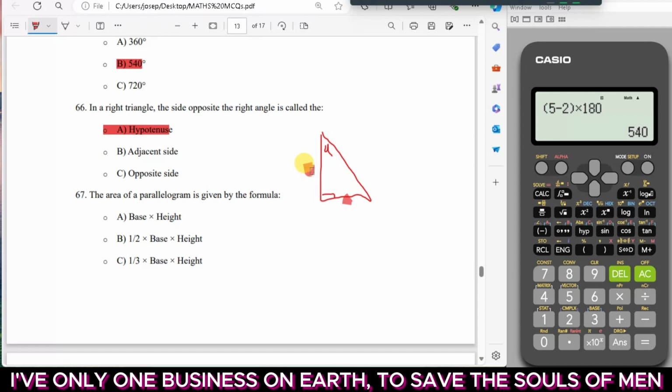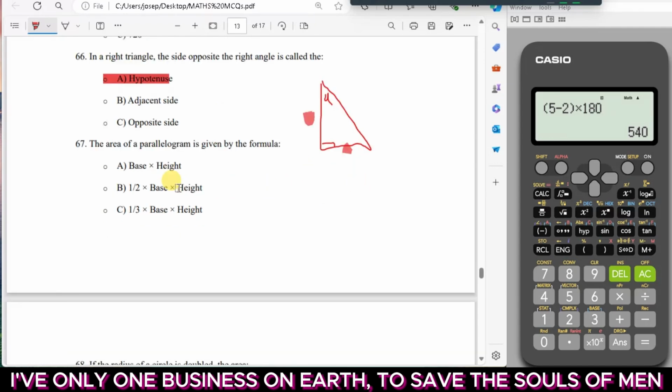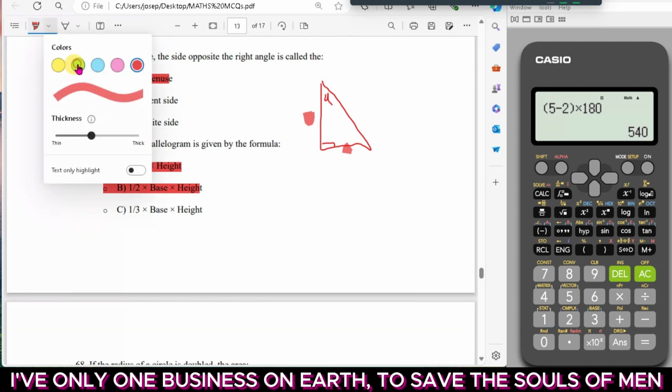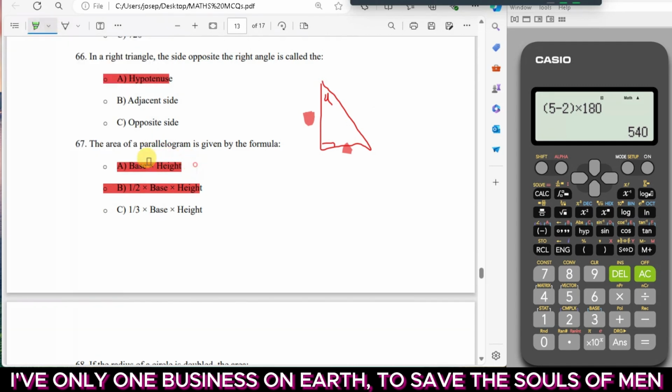Now, 67. The area of a parallelogram is given by the formula base times height. Base times height. Oh, I'm highlighting two things. So the answer is A. The correct answer here is A. Base times height. All right, let me deepen it.